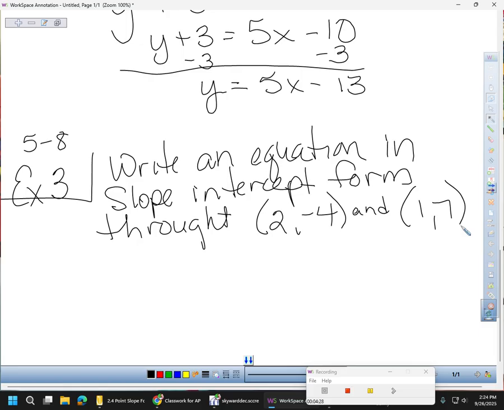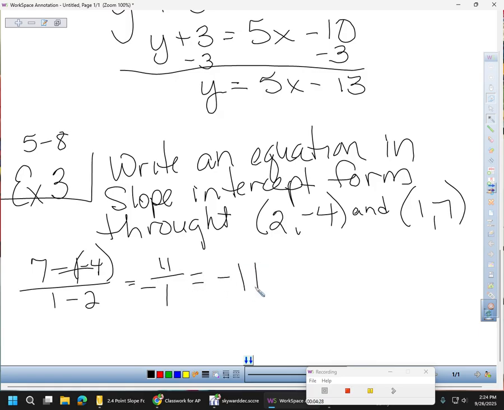I have a point. But what should I do, Sean? Well, you have to do that y2 minus y1. Exactly. We got to find the slope. So the first thing we have to do is find the slope. So we're going to do 7 minus a -4 over 1 minus 2. So obviously we have a negative sandwich on top. So we have 7 plus 4, which is 11, over -1, or -11.